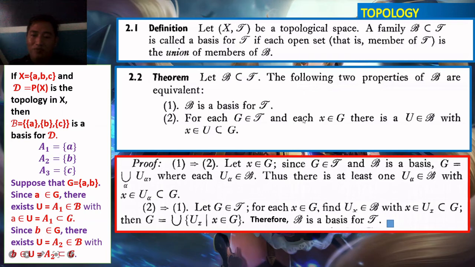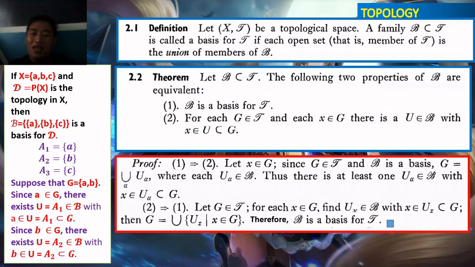So, X element in G, then since our G is an element in tau, and script B is a basis. Okay, so since G is an element of tau, G, an open set or element of tau, is the union of members of script B. Meaning, class, G can now be written as the union of the U alphas for all alpha, where each U alpha is an element of script B. Right, so we have shown that G can be written as the union of members of script B. So it is a union of the U alphas, and the U alphas are members or elements of script B. Okay.